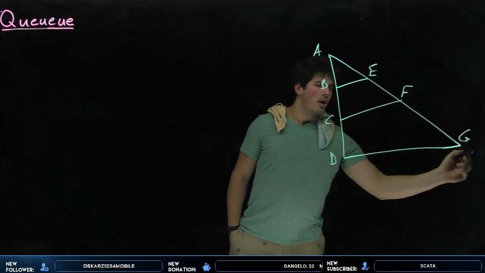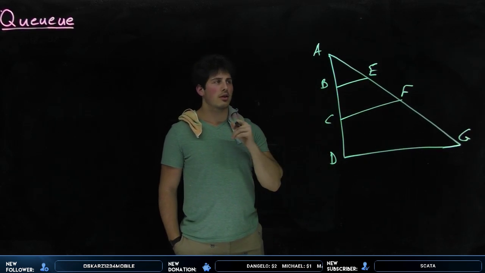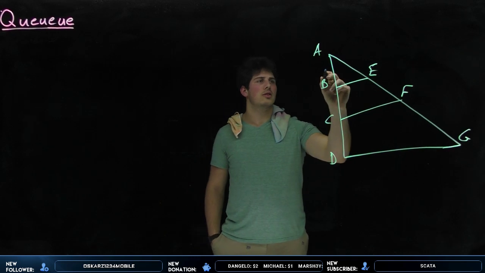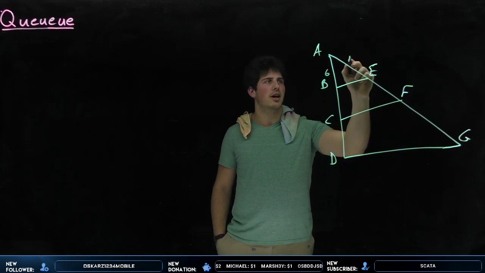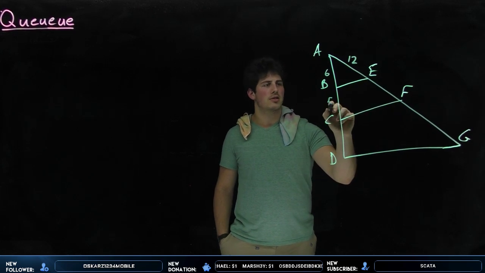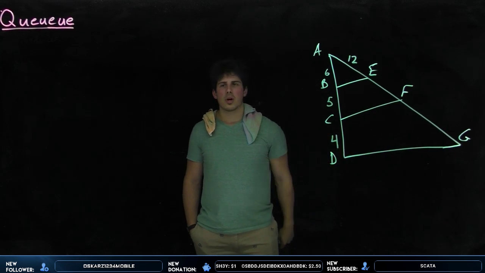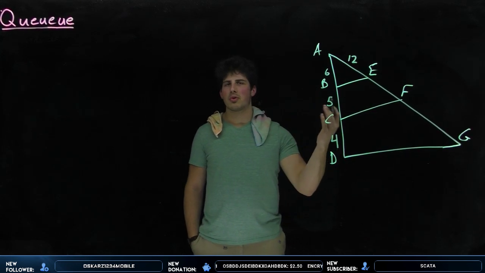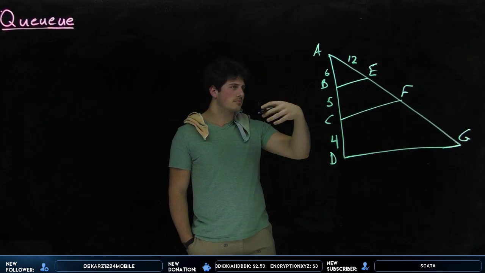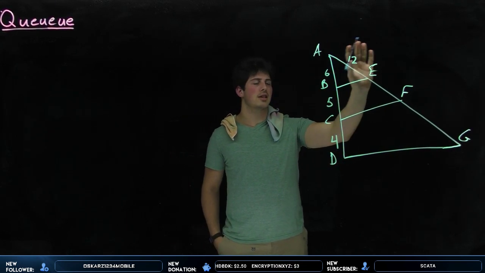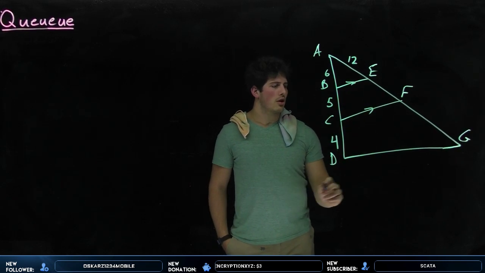Okay, we're given this set of triangles. What they tell us is that AB is 6, and AE, even though it doesn't look like it, is 12. BC is 5, and CD is 4. This is from a problem I'm pulling out from the ACT or the SAT a while back. They say in the description that BE is parallel to CF, which is also parallel to DG.